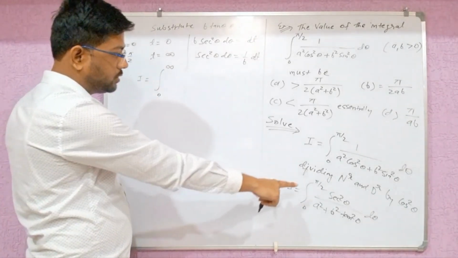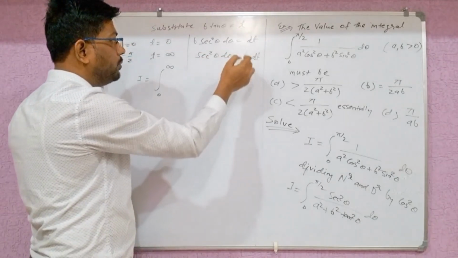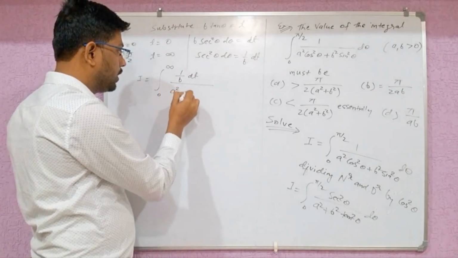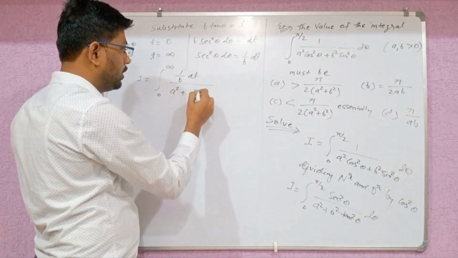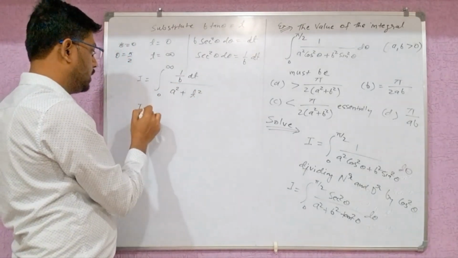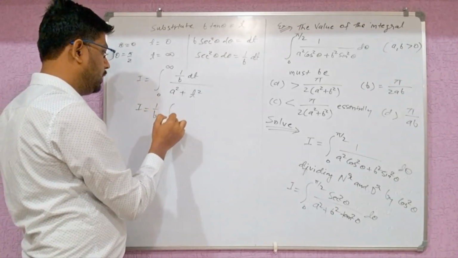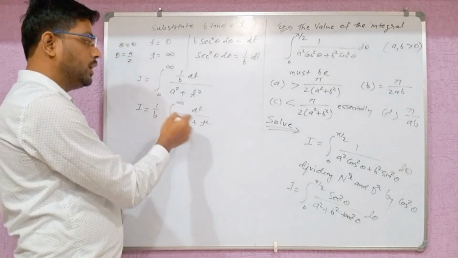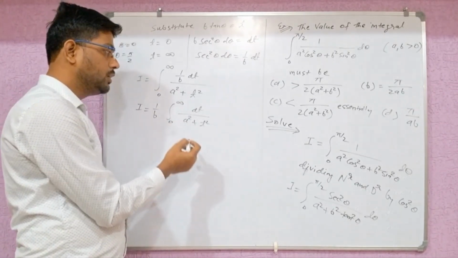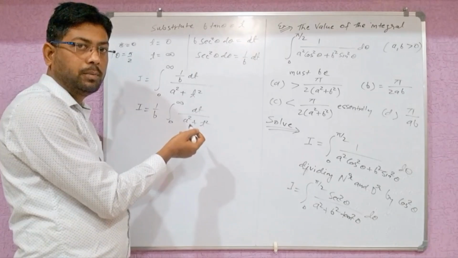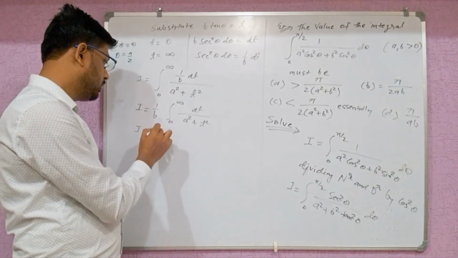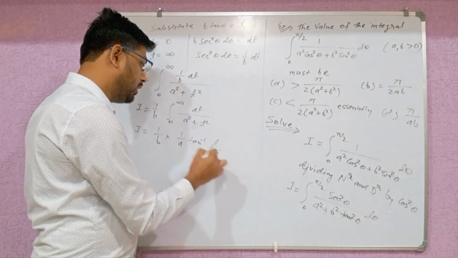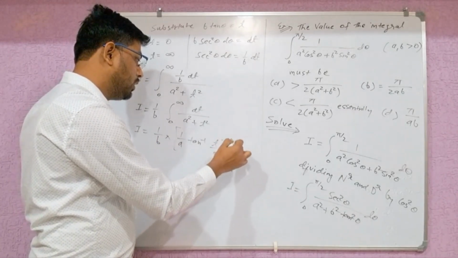Replacing sec square theta d theta by 1 by b dt, this will be 1 by b dt divided by a square plus (b tan theta is t) t square. Now this I can be written as 1 by b integration 0 to infinite dt by (a square plus t square). Integration of this function I know already: that will be 1 by a tan inverse t by a. So I is equal to 1 by b into 1 by a tan inverse t by a, and the limits will be 0 to infinite.